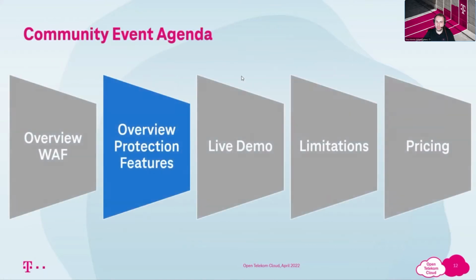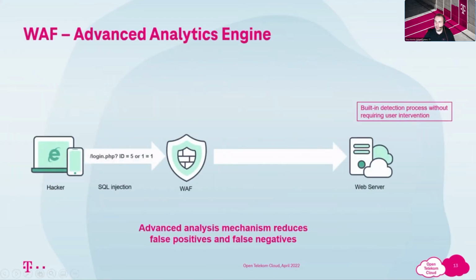Now coming a bit more into the detail about which protection features the WAF is offering. For that one, I will just give you a brief example of how an attack would look. For example, we have a hacker here who wants to just place a simple SQL injection. So he's opening the login page and entering just a simple syntax like ID equals 5 or 1 equals 1. This is just a simple test if this one will be forwarded and if the web server would be vulnerable to SQL injections. Then it will pass the Web Application Firewall.